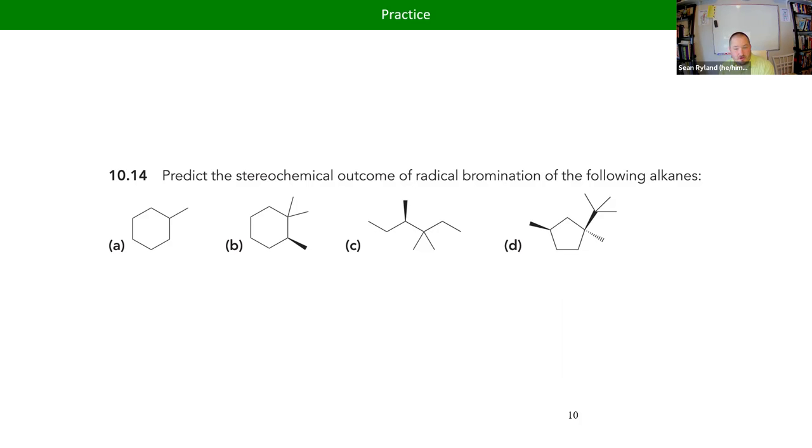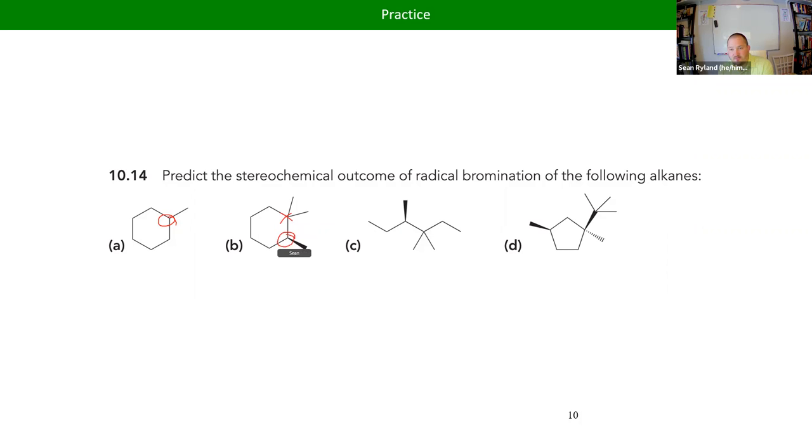So anyway, let's predict each of these. Let's circle the carbon where we're going to put the bromine, or at least that's how I'll show my work. So for A, the most stable intermediate is the one that we make by pulling a hydrogen off from the tertiary carbon. For B, we have a quaternary carbon, which doesn't have any hydrogens we could pull off. So we're not going to pull any hydrogens off here.